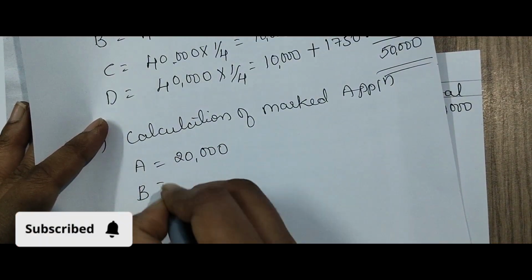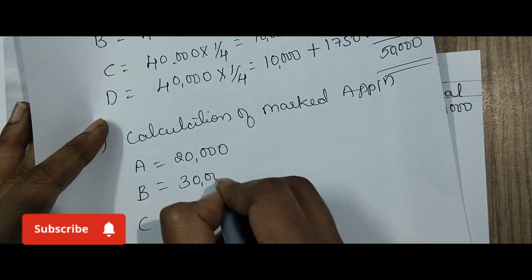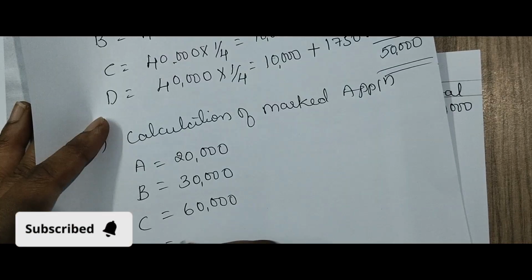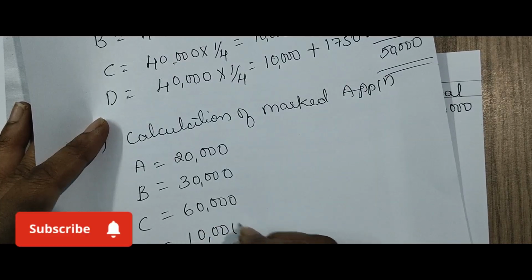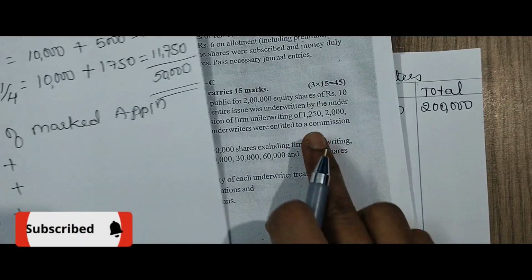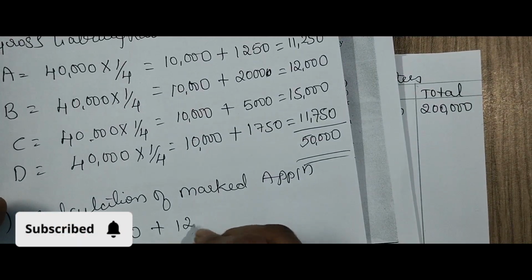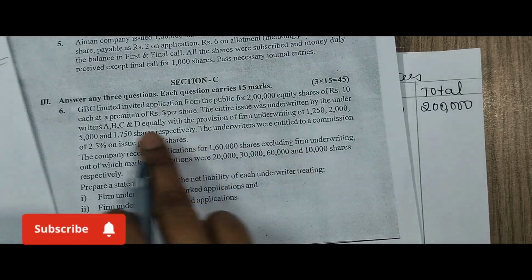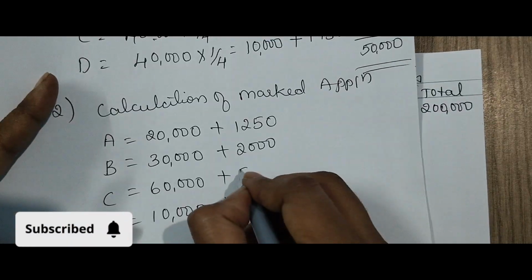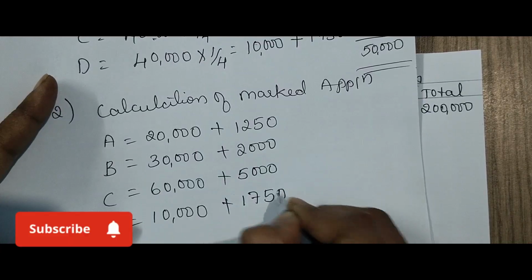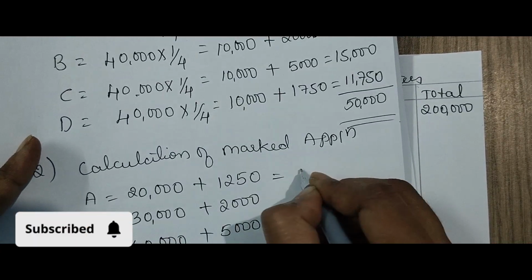20, 30, 60, 10,000. Now add the firm underwriting. Firm underwriting is 1,250, 2,000, then 5,000, then 1,750.